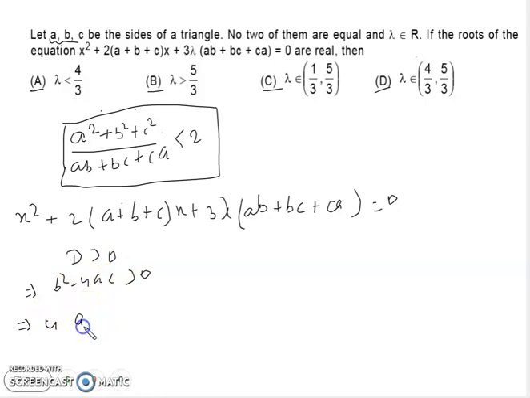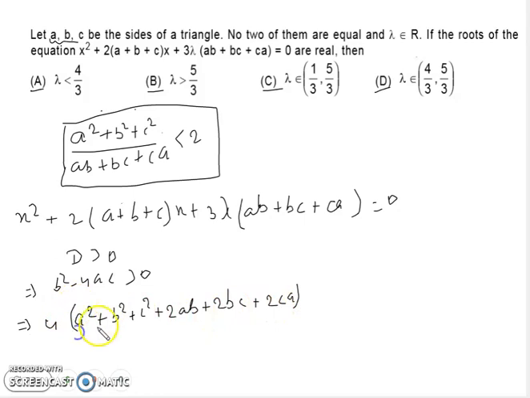to, we can directly write here a square plus b square plus c square plus 2ab plus 2bc plus 2ca, right? So it is the value, guys.